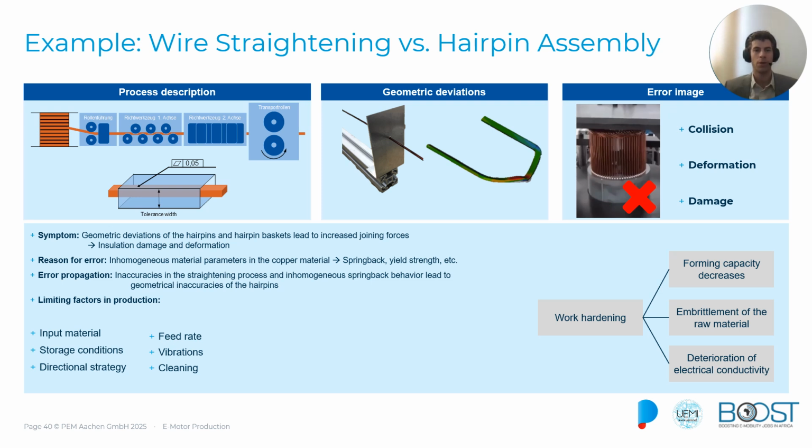Another example would be insufficient straightening that causes geometric deviations in the shaped U-pins, which then could result in a collision when we try to join the hairpin basket to the stator stack. To remedy this and ensure continuous production, tests and buffers are installed between the process steps.